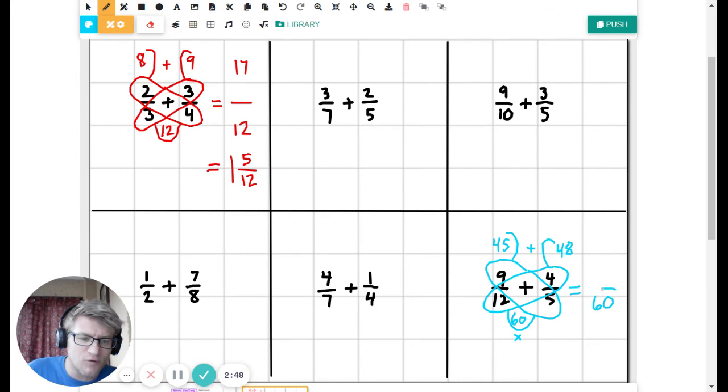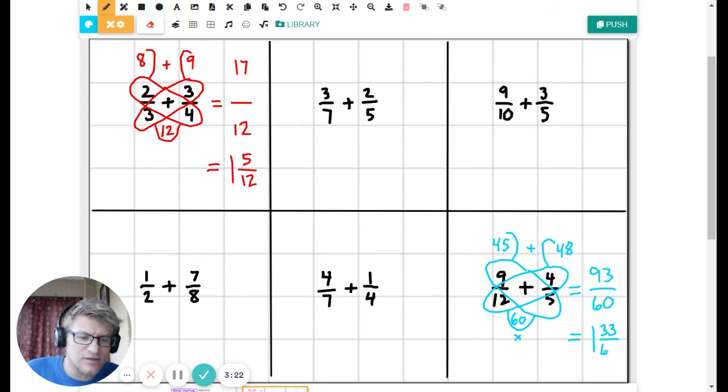So now we just got to add 45 and 48. Remember mental math. 40 plus 40 is 80. 5 plus 8 is 13. 80 and 13 would give me 93, right? So I added those together. Now, those are big numbers, but still, we can do it. How many 60s fit into 93? Once again, we have 1. You're going to notice that on a lot of these problems, we end up with a whole number of 1. What's left over? Well, 93 minus 60 gives me 33 left over. So I have 1 and 33 over 60.